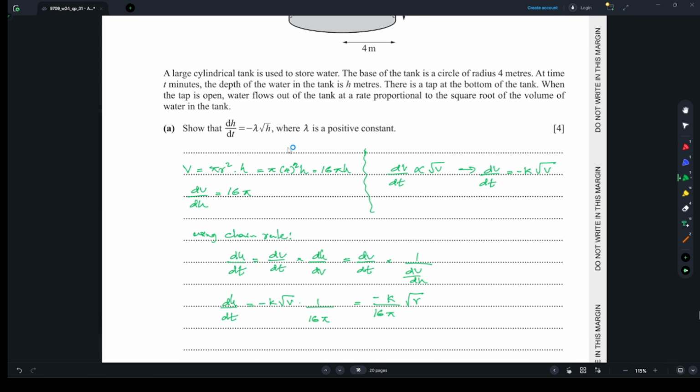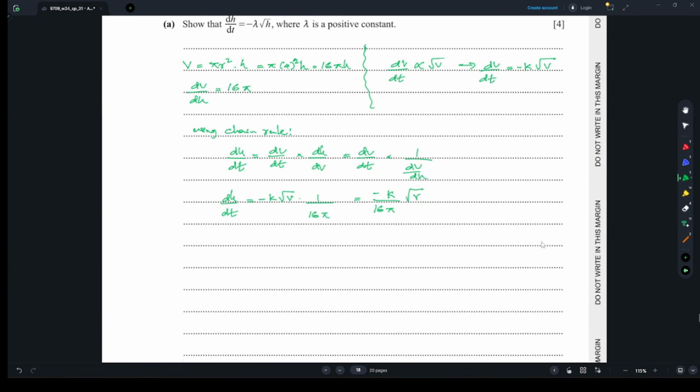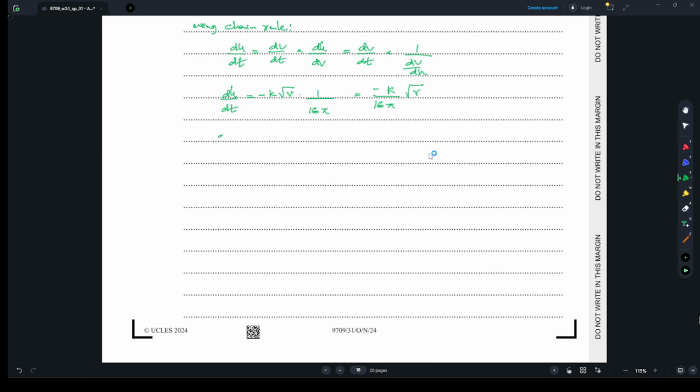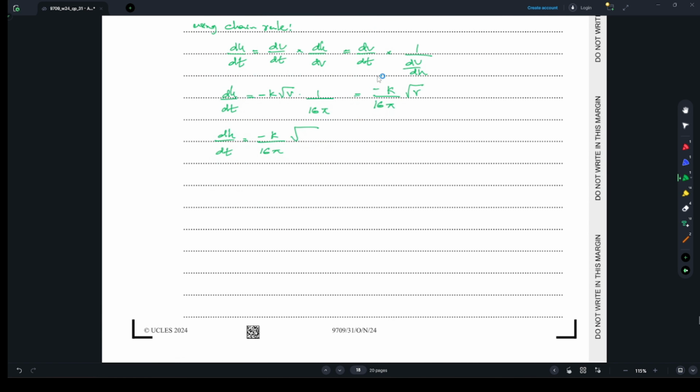Okay, what else? And we have to write it in terms of h. So I can write dh over dt equals 16 pi, and instead of volume I can write pi r square, or you can write 16 pi h.